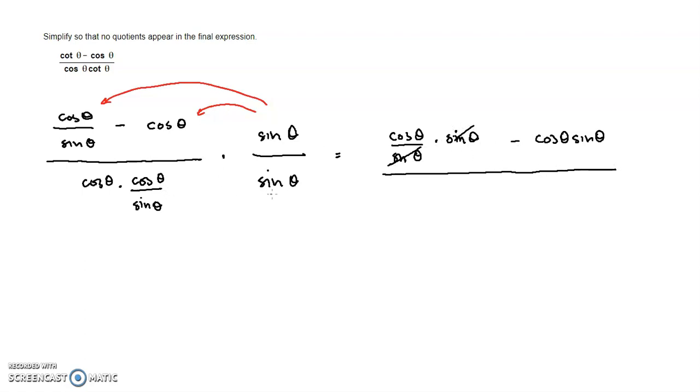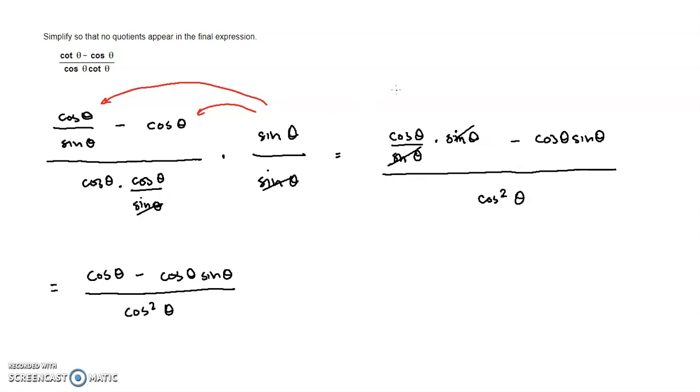And then on the bottom, this is all multiplication. So you can write it all out together if you want to, but you should be able to see that the sines are going to cancel. Okay, so the bottom is all multiplication and division. There's nothing to distribute. So here I can just go ahead and cancel the sines, and I'm going to end up with cosine squared. Okay, so let's see what we have here. So I've got cosine theta minus cosine theta sine theta over cosine squared theta.